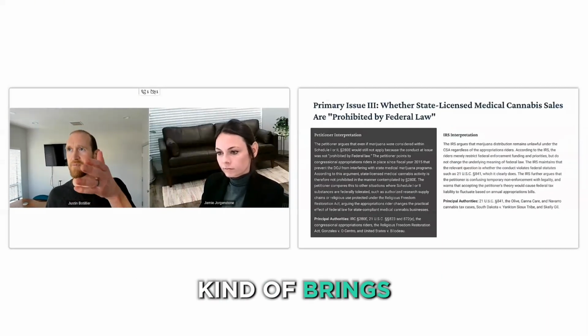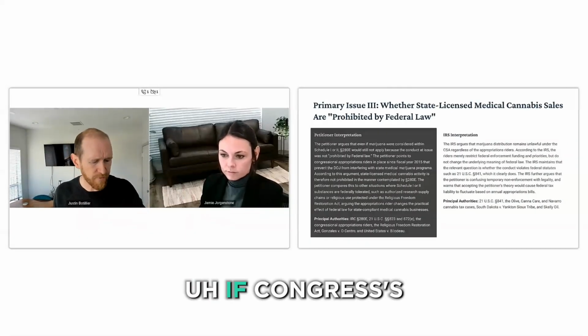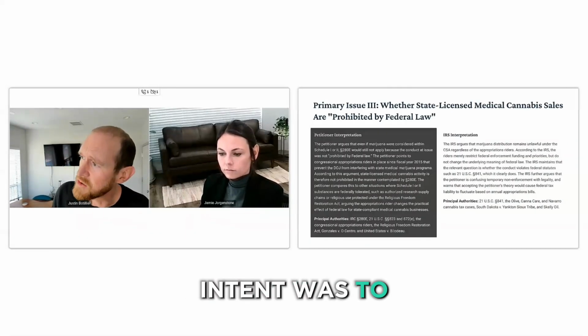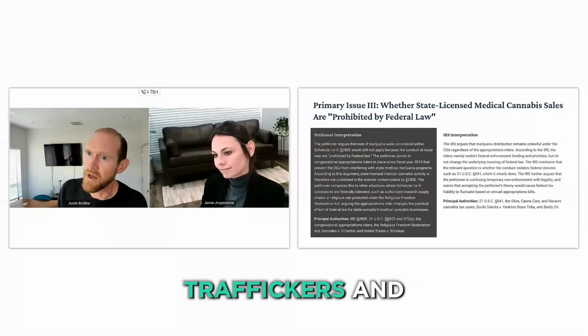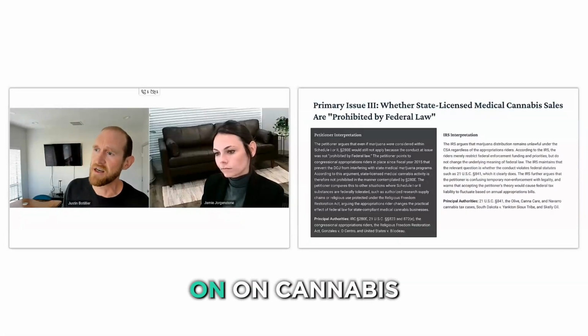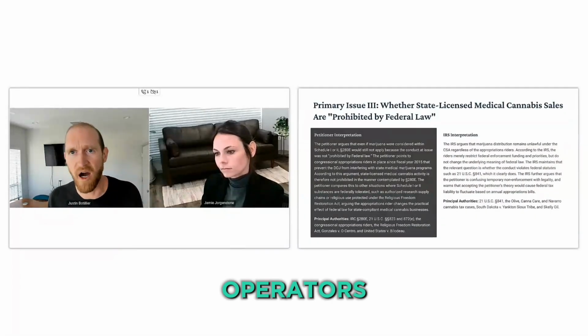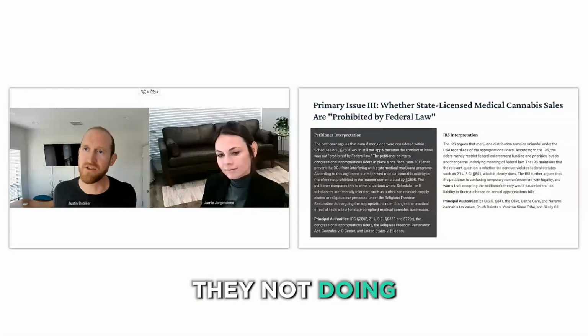And so that kind of brings me to the third point. Well, if Congress's intent was to punish illicit drug traffickers and enforce the Controlled Substances Act on cannabis operators, then why are they not doing it?